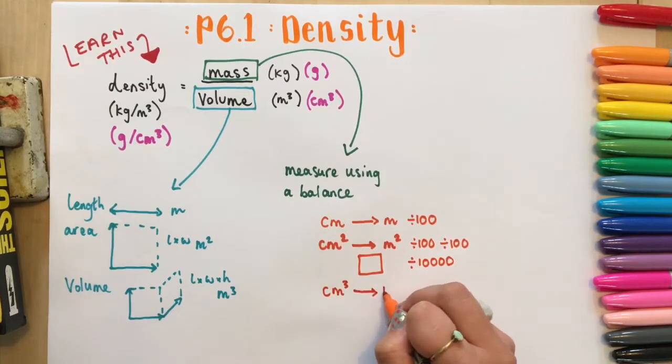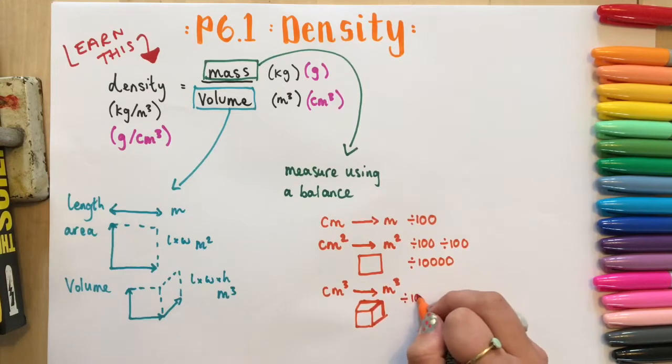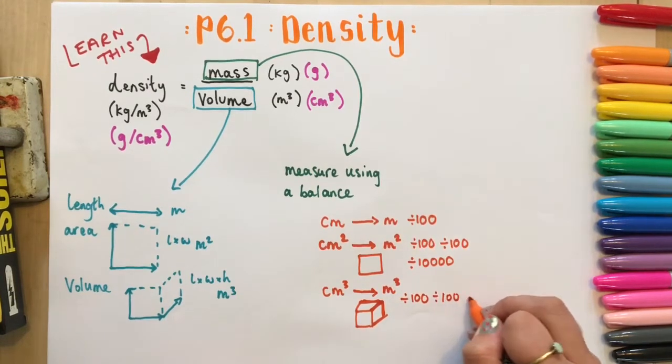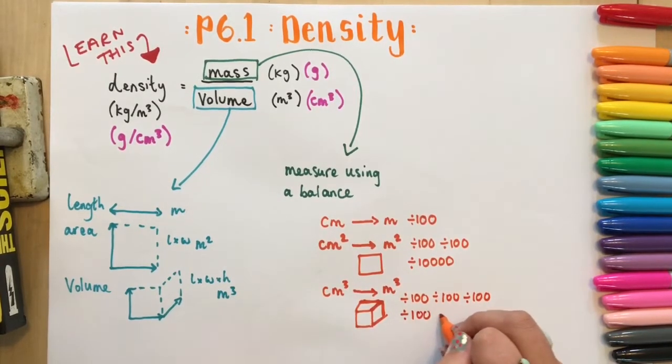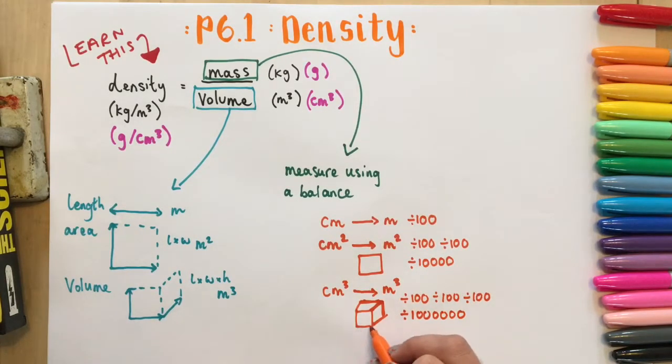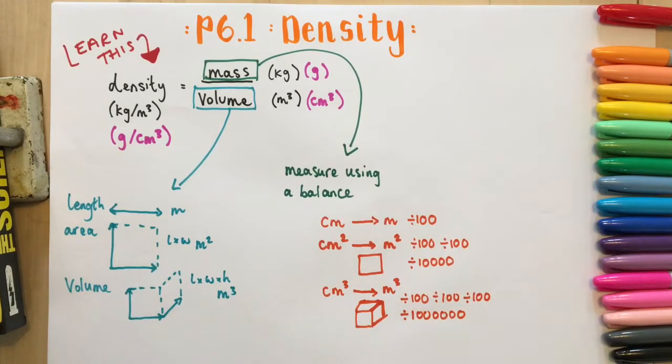If I go from centimetres cubed to metres cubed, so I've now got, whoops, that's not a very well drawn cube. So I've got a length and a width and a height. So I need to divide by 100, divide by 100, divide by 100, which is the equivalent of dividing by 1,000,000. Okay, because you're dividing by 100 in each dimension. So you might be expected to do this on the higher paper, possibly at the top end of the foundation paper.